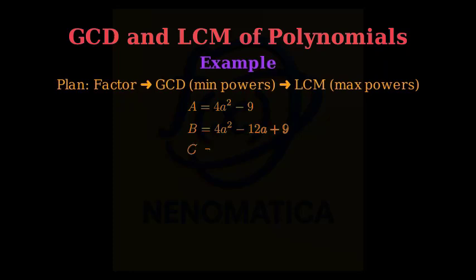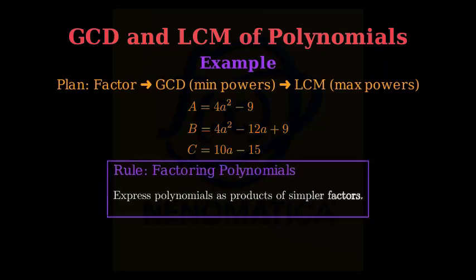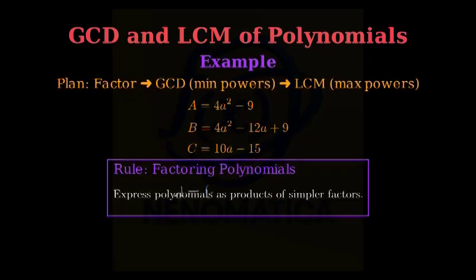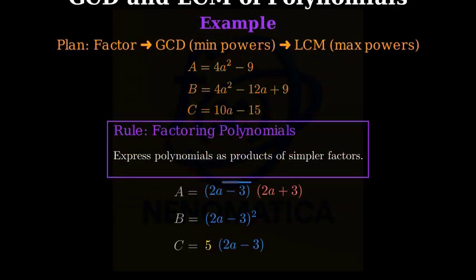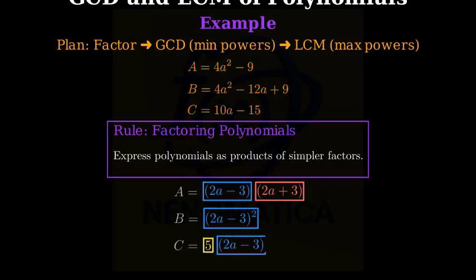A equals 4 squared minus 9. B equals 4 squared minus 12 plus 9. C equals 10 minus 15. First, factor each polynomial. Let's factor them. A equals (2 minus 3) times (2 plus 3). B equals (2 minus 3) squared. C equals 5 times (2 minus 3).